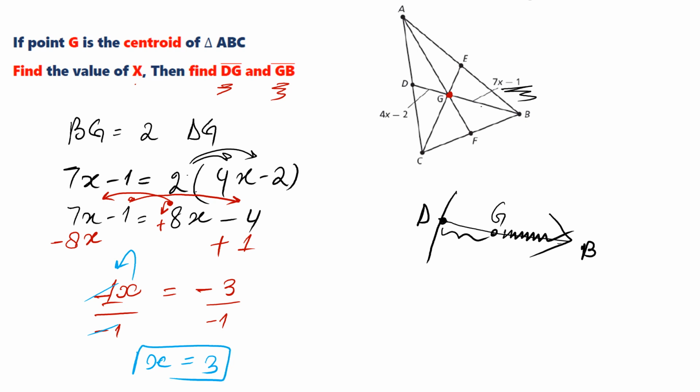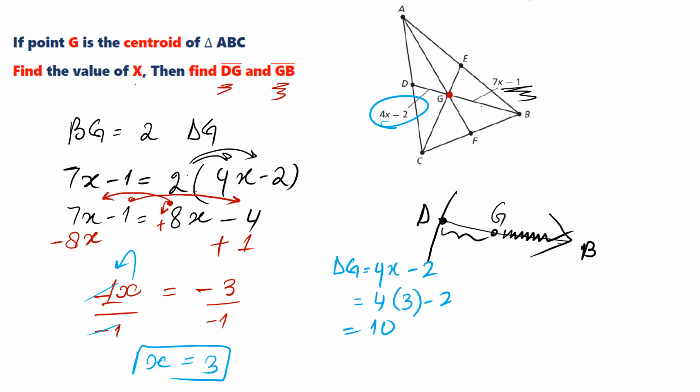Now the question doesn't end. Why? Because they are asking us to find the DG and GB. Okay, so what is DG? DG is 4x minus 2 here. So I am writing here DG equals to 4x minus 2. Okay, so I will substitute x as 3. 4 times 3, 12. 12 minus 2 is 10.